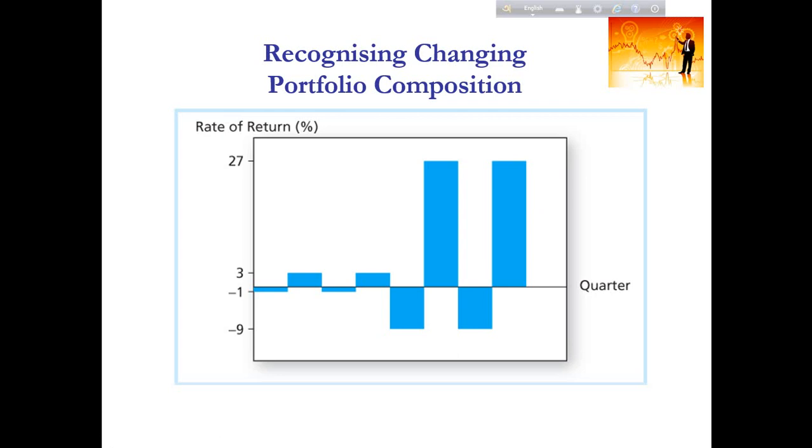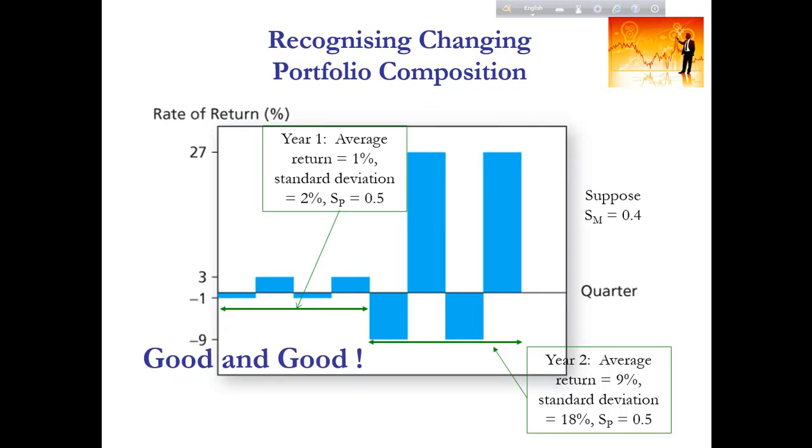Now, how would it go if we wanted to evaluate the performance of this portfolio year on year? Across the first year, if we take an average of all quarters, -1%, +3%, -1%, and +3%, then the average return is 1% and the standard deviation is 2%. Similarly, if we evaluate the second year, taking the average excess return of -9%, +27%, -9%, and +27%, then the average excess return is 9% and the standard deviation of returns is 18%.